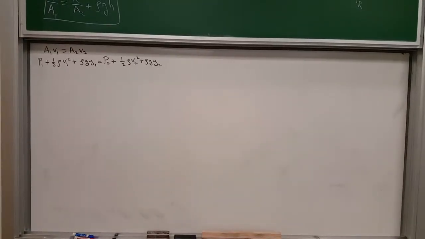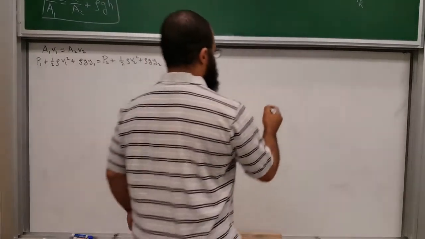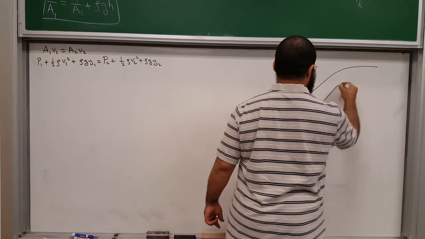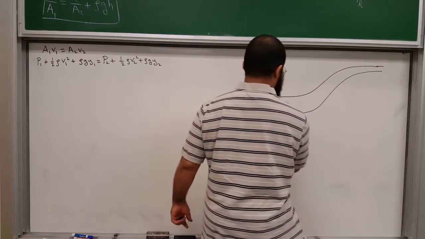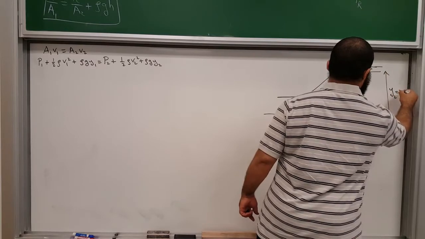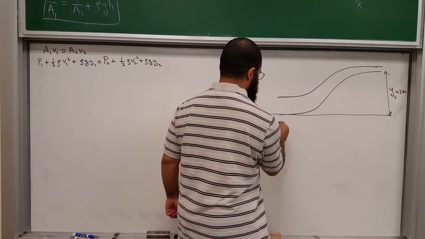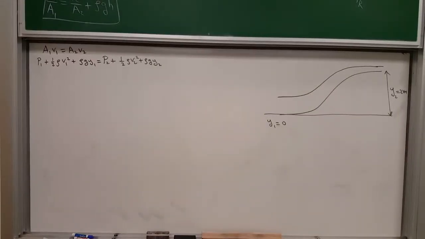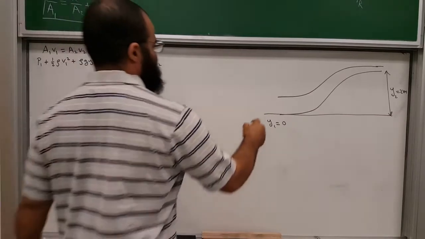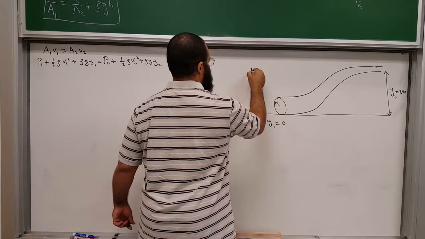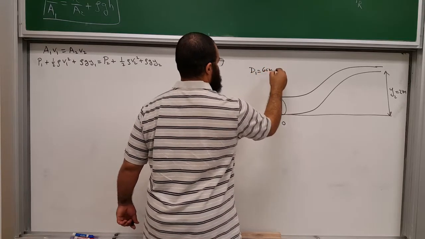All right, so here is the example. We have, as usual, a pipe that has fluid flowing within it. Y2 here is 2 meters. Y1 will be 0. I'm just choosing the bottom here as the reference. The pipe at the bottom has a diameter of 6 centimeters. Diameter 1 is 6 centimeters.